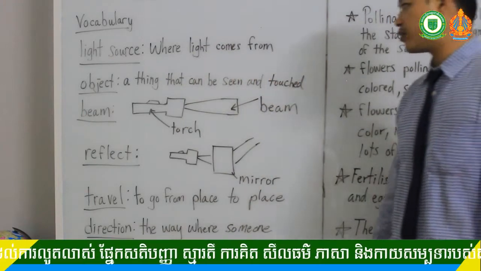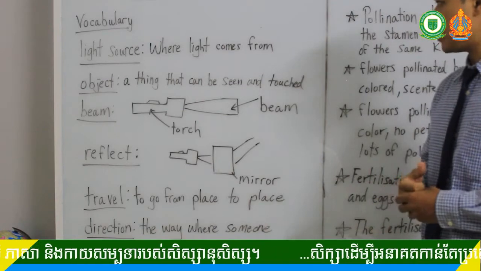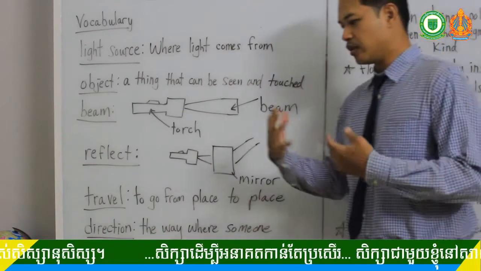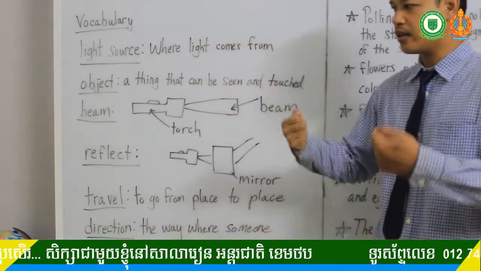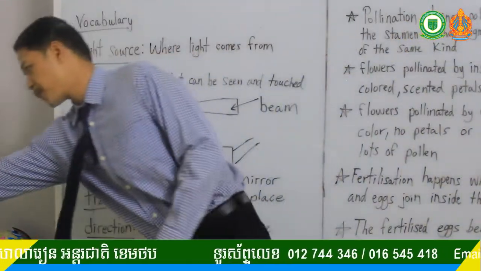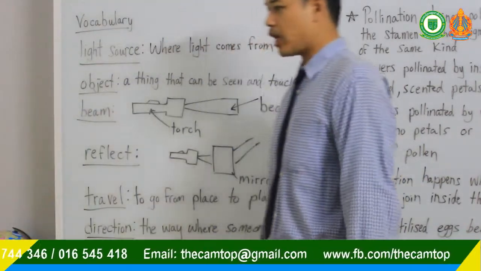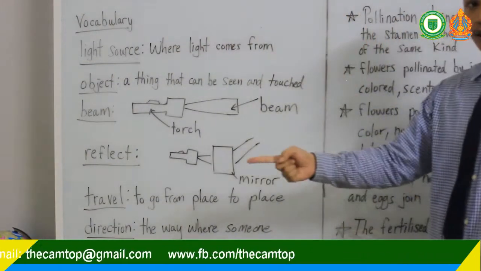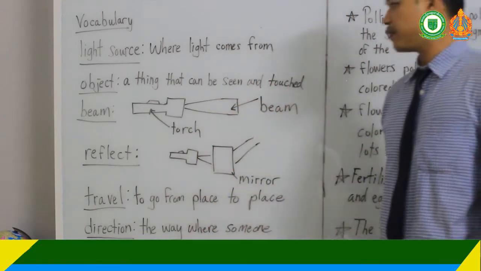Okay, so next is an object. An object is a thing that can be seen and touched. So an object is anything. So a chair, okay, marker, okay. We call those objects because we can see it and we can touch it. So it's things, it's stuff.